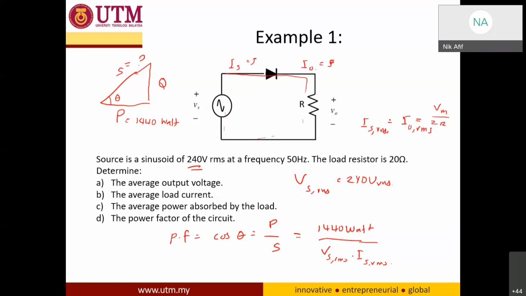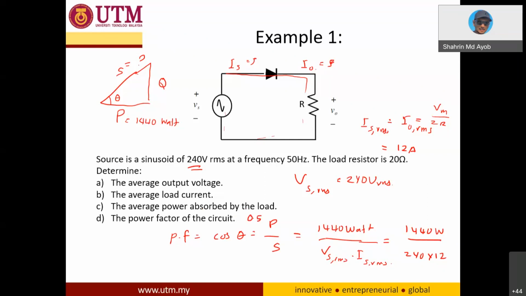0.48. How much is I out? 12 ampere. 12 amperes. So this one is 1440 watt over 240 multiplied with 12. Is it 0.5? 0.5, yes. So the power factor is 0.5.